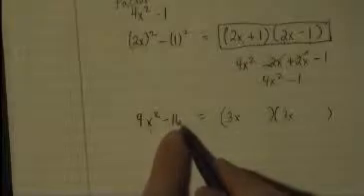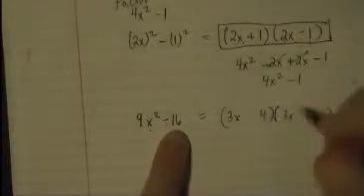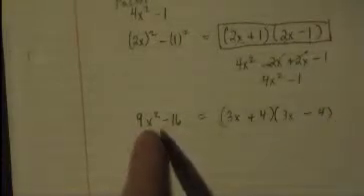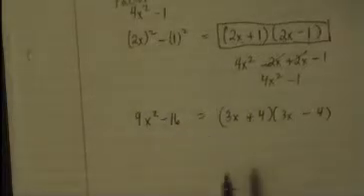Take the square root of 16. The square root of 16 is 4. Put a plus in, put a minus in. There you go. If I distributed this, I'm going to get 9x squared minus 16.